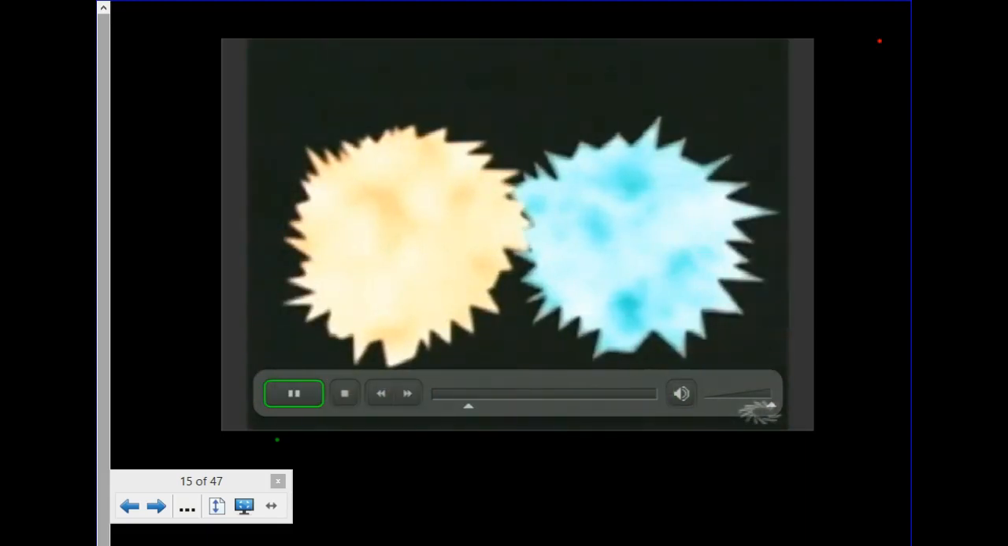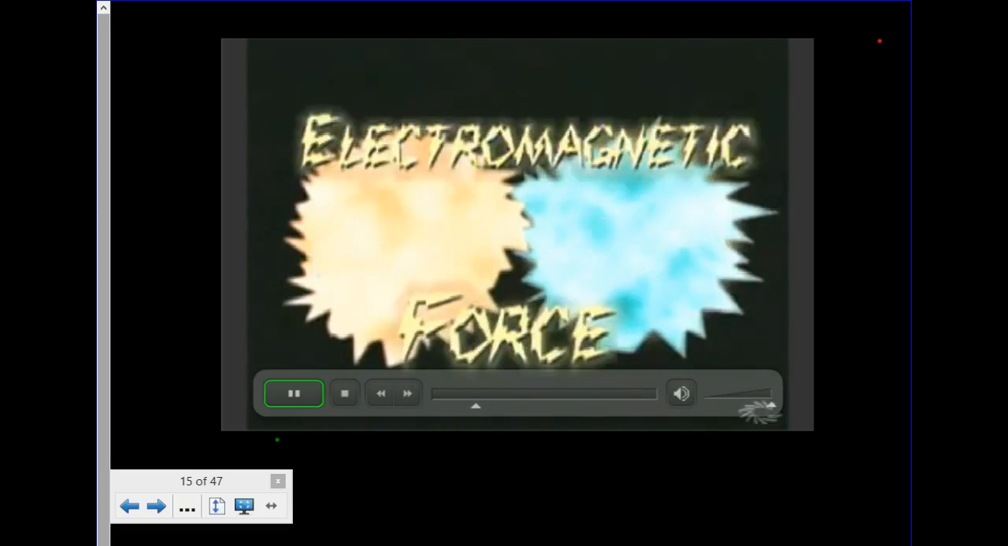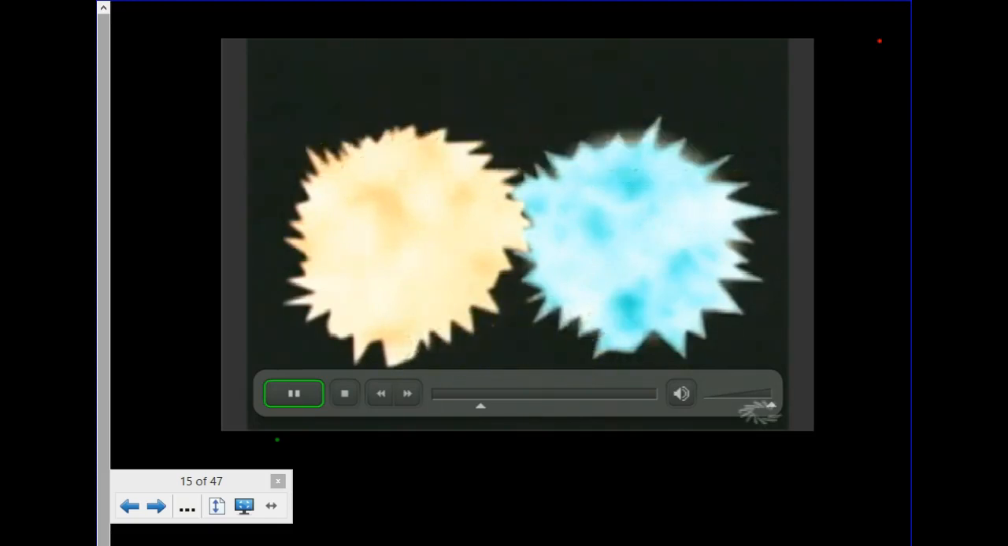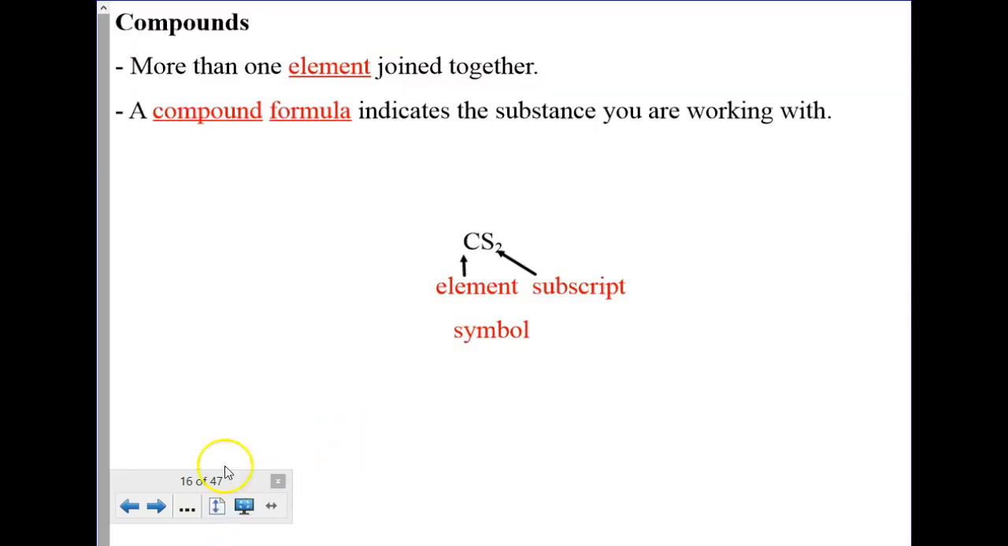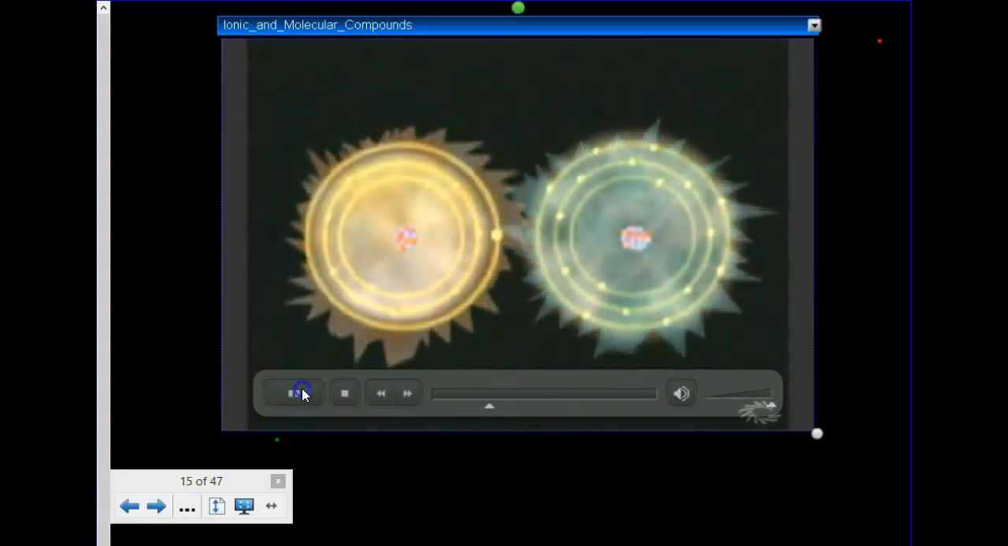When atoms bump into each other, the electric charges of the nucleus and the electrons of one are felt by the other. This is the electromagnetic force that binds atoms together. The way they do that is by sharing or donating the electrons in their outer shells. That is the key. There is a natural tendency for atoms to seek equilibrium. That is the key thing about how substances form compounds. It actually has to do with electrons.